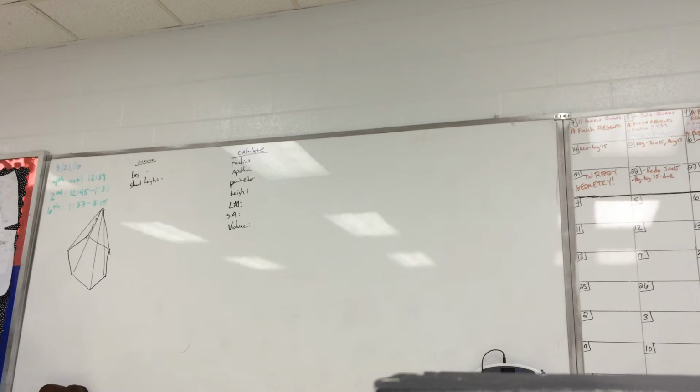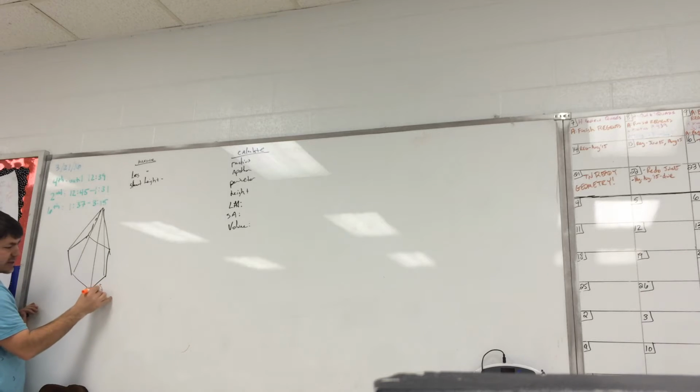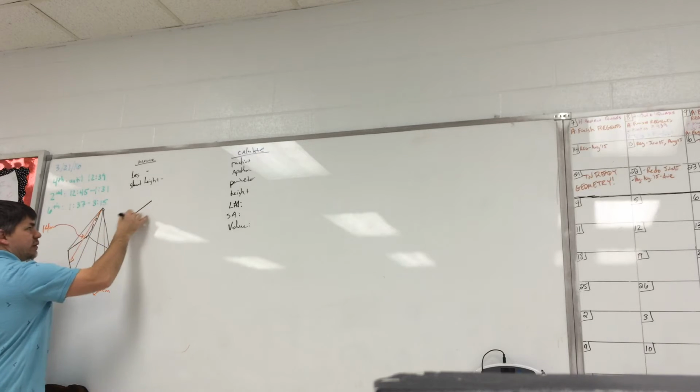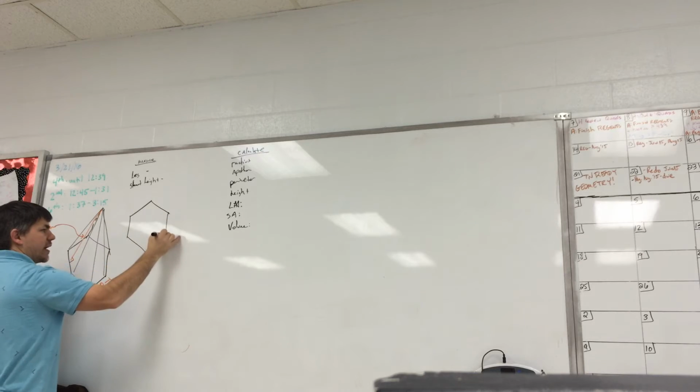So here we are. I am going to choose this as 8 centimeters, because you'll be able to measure that, right? And then I'm going to take the slant height, and I'm going to measure this as 14 centimeters. I'm just guessing, whatever. All right, so the first thing I'm going to do is draw my hexagon.